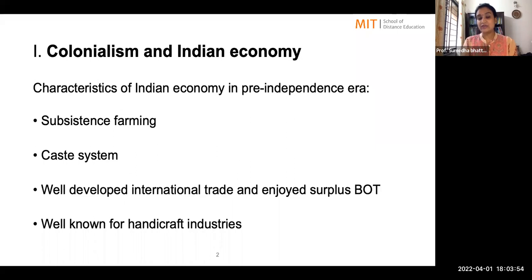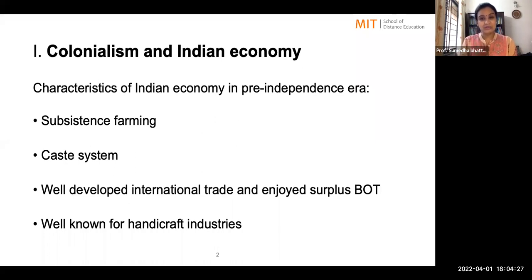Third is, India had a very prominent position in international trade, and it enjoyed surplus BOT. If we have a look at the kind of goods that were exported, it was quite sophisticated for that time. We were into metallurgy also, we were into export of textiles also, we were into export of raw silk, cotton, opium, rice, sugar, drugs, and even precious stones. There was a huge demand for the Indian products, and we enjoyed a surplus balance of trade.